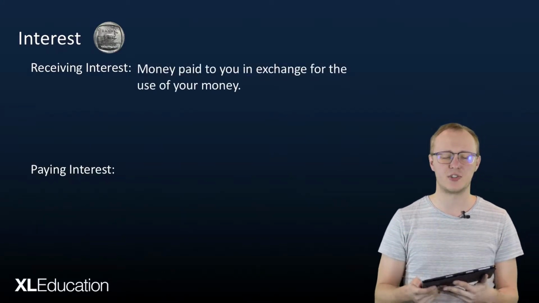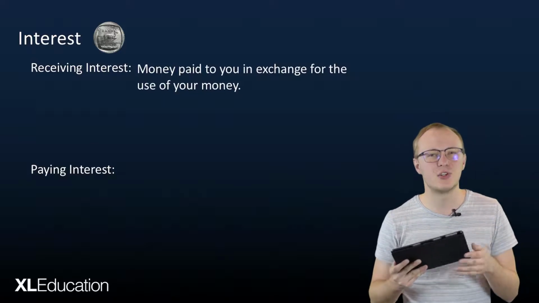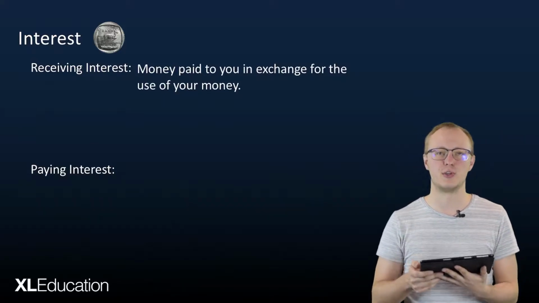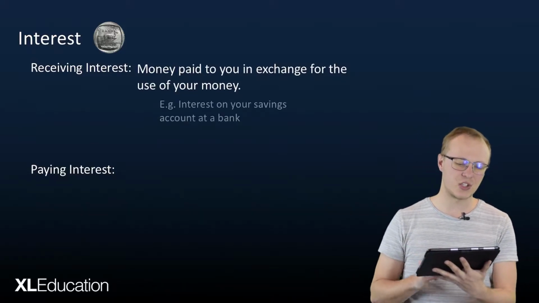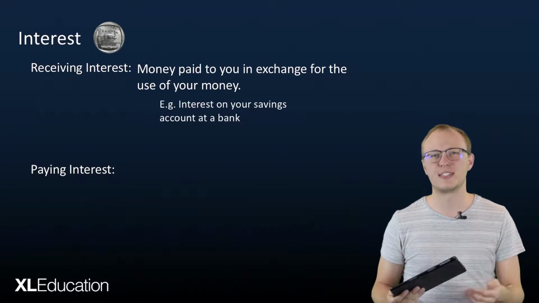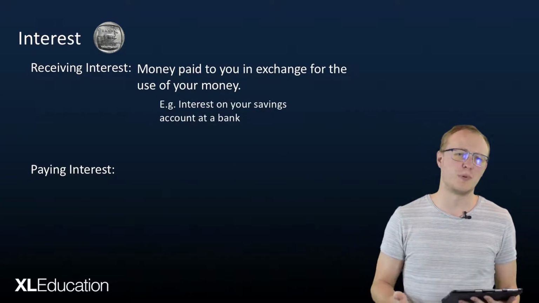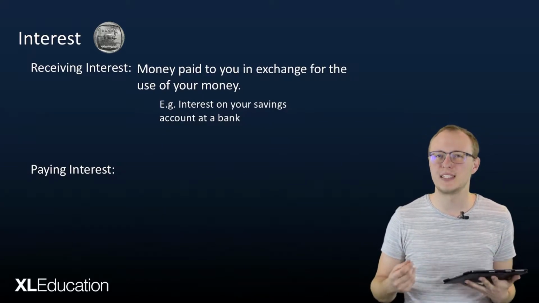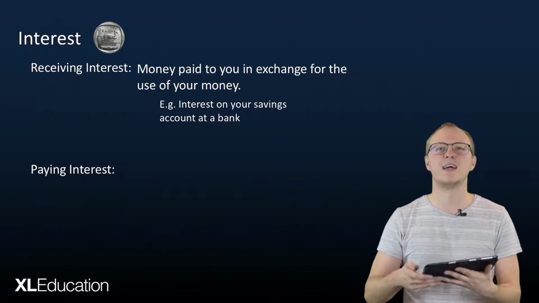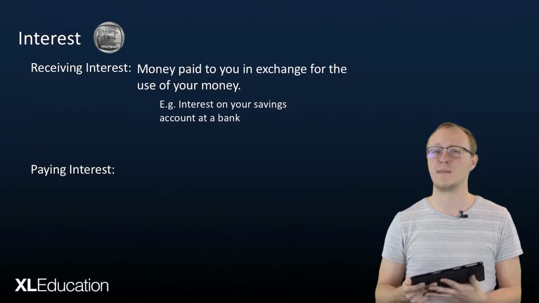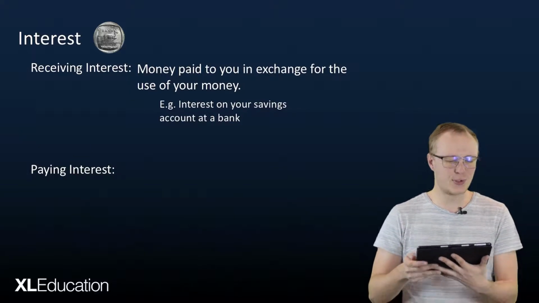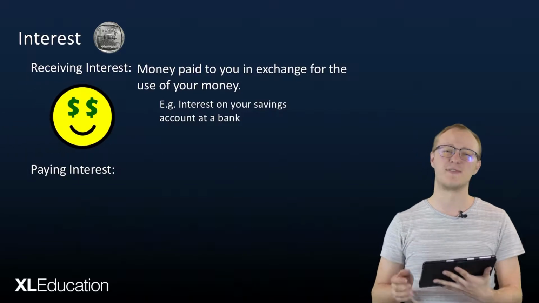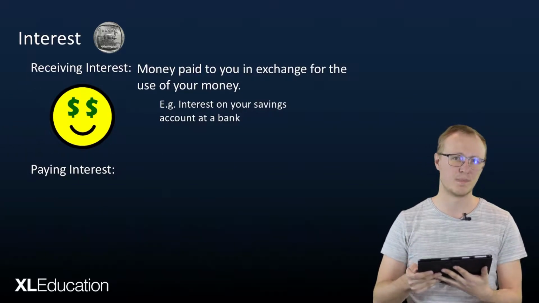So receiving interest is money that is paid to you in exchange for the use of your money. An example of that could be interest on your savings account at the bank. So you put some money in the bank and every month they're going to give you a certain percentage of that money back simply because you've allowed them to use your money. And if you're receiving interest, that's generally something that you're going to be happy about.